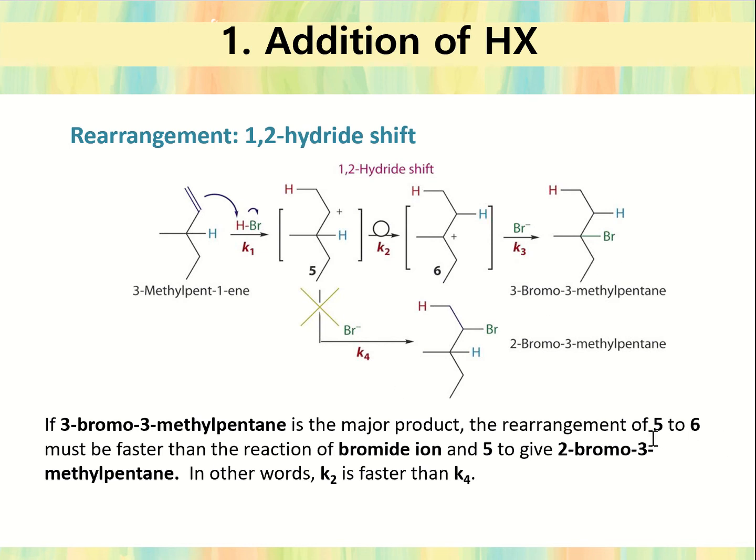The rearrangement of 5 to 6 must be faster than the reaction of bromide ion and 5, right? So we're saying that this must happen quickly in comparison to the bromide ion attacking the secondary carbocation to give the second product. In other words, K2 must be faster than K4. So the rate of this reaction must be faster than the rate of this reaction, which is not favorable.